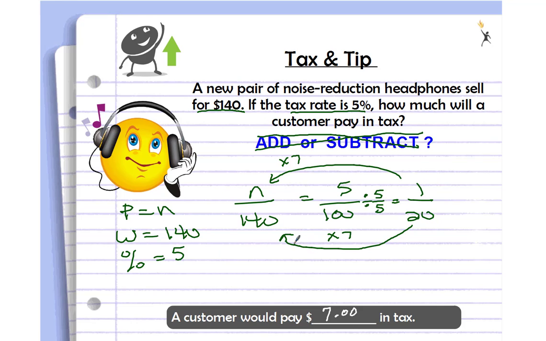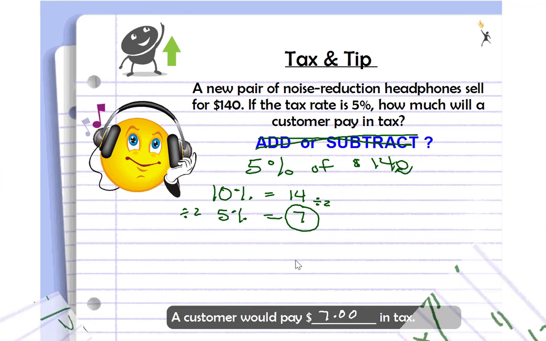Okay, if you got the wrong answer and you solved it using proportions, then go ahead and pause the video, take a look here at this proportion, see where you made your mistake. If you still have questions, come and ask your teacher. If you solved it using percent shortcuts, then this is how I solved it. I found the 10% and then divided that by 2 to find the 5%. You could have done it another way. You could have found 1% and multiplied it times 5. You still would have gotten the same answer. Again, if you have questions, please let your teacher know.